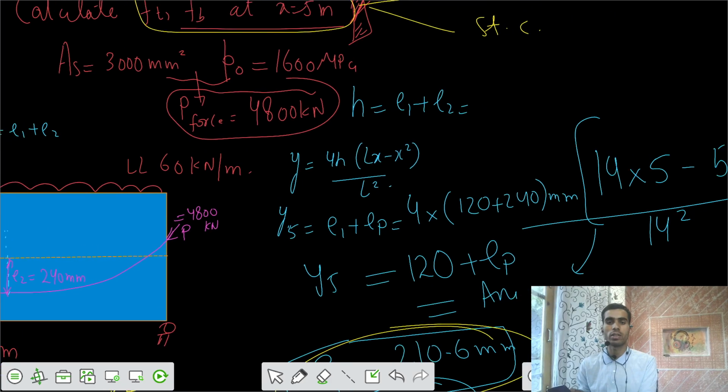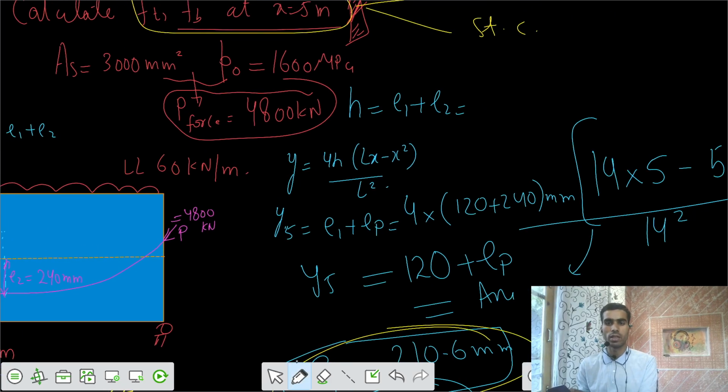And for that we have this equation that we can get from this one. I can get the equation for theta. I would say tan theta is equal to the differentiation of this equation of y. That means I would get 4h(L minus 2x) divided by L square. So I can get the tan theta.